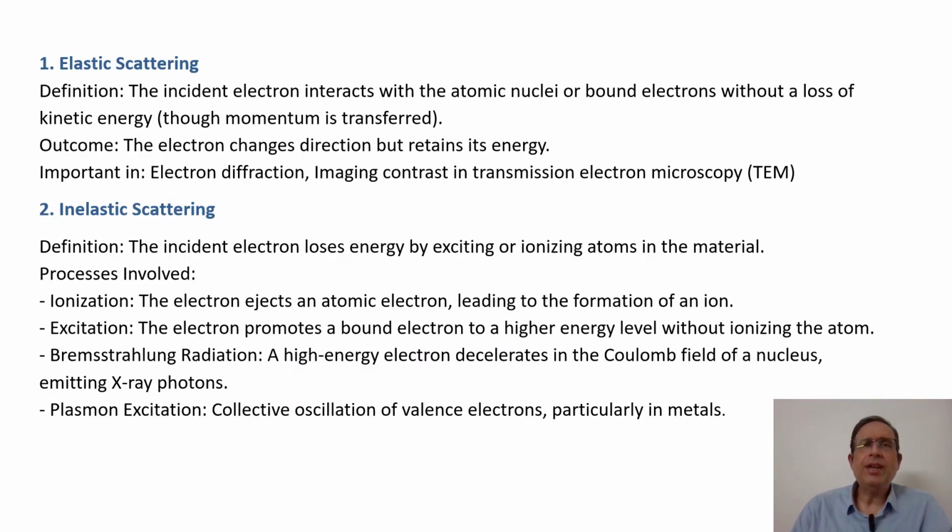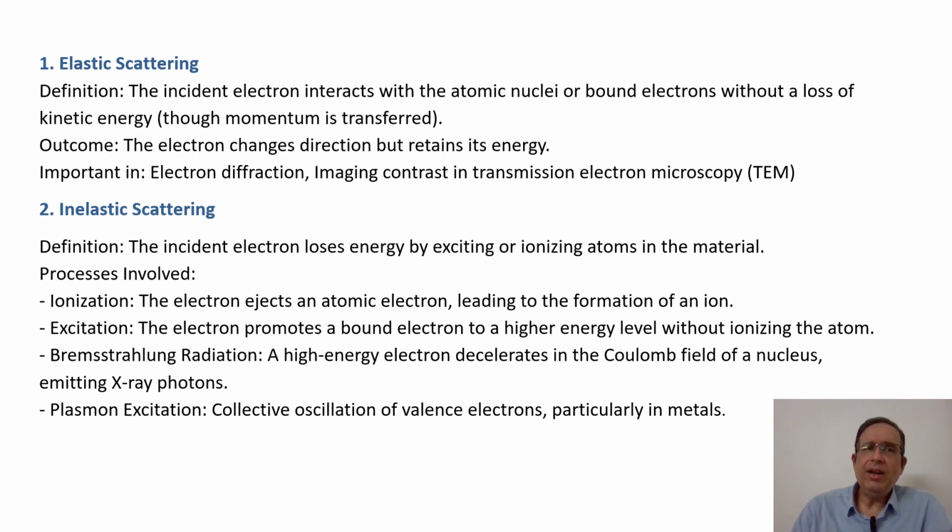Different types of scattering processes are possible. Number one is elastic scattering, in which an incident electron interacts with the atomic nuclei or a bound electron, but no energy is lost. Momentum is transferred, but energy is not lost. The outgoing electron changes its direction to a high degree, but retains its energy.